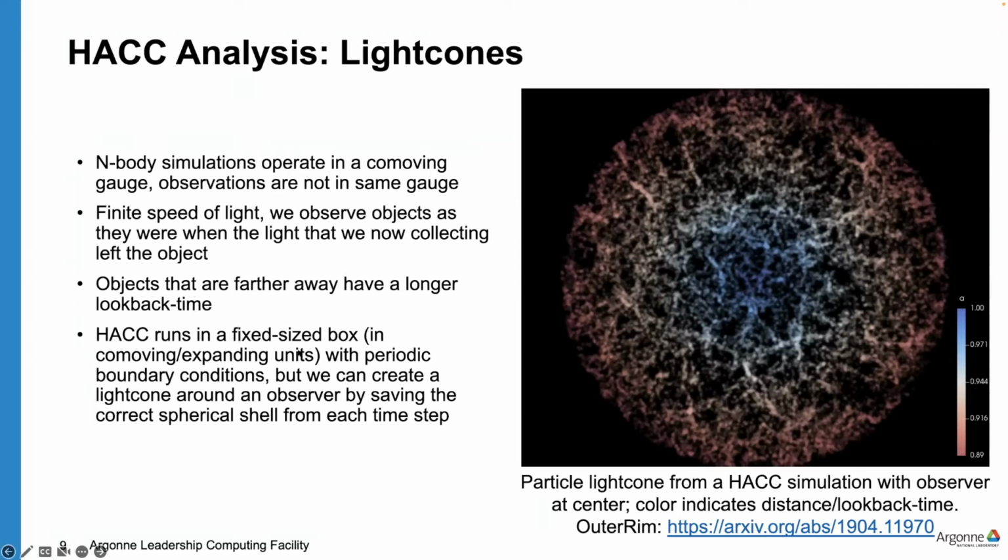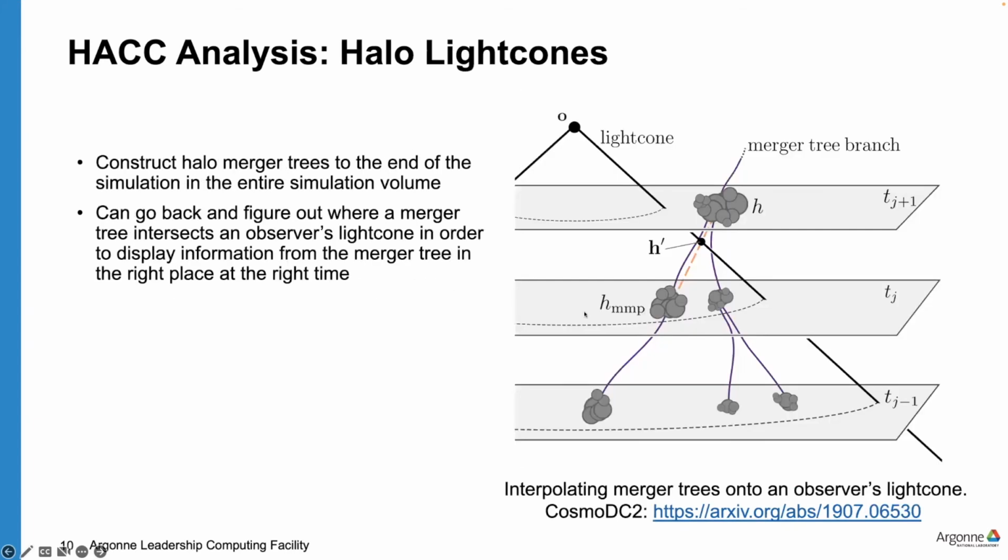Because HACC runs this fixed size box with periodic boundary conditions, if we want to generate something like a light cone, this is an additional piece of analysis that needs to be carried out. But like I mentioned, the objects that we're interested in are these dark matter halos and these overdensities. So another data product of interest is a halo light cone.